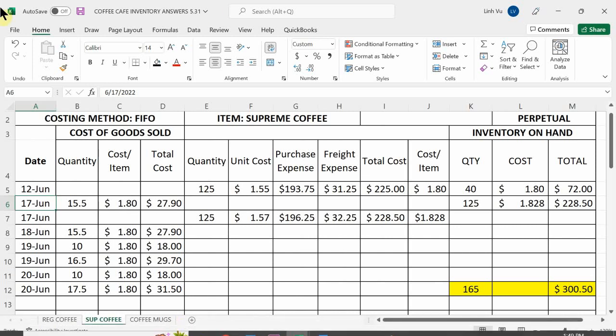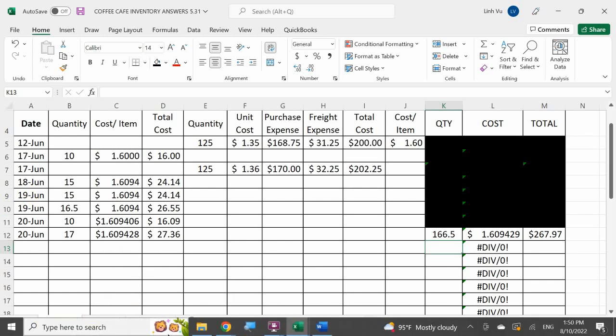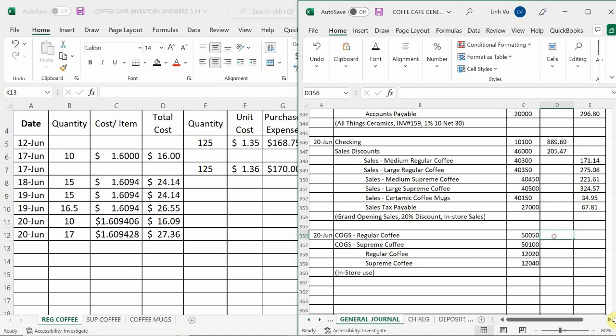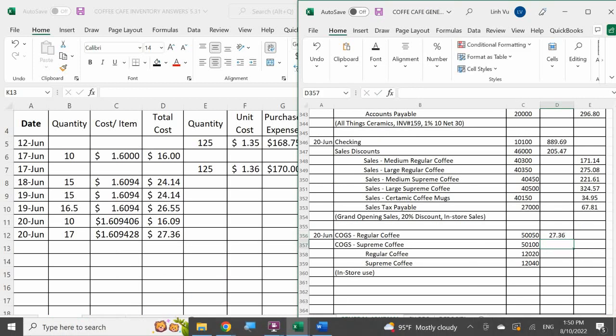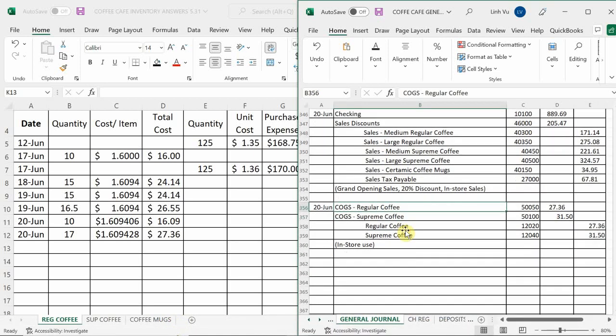Okay, so in this case, we used $31.50 of the Supreme coffee, and we used $27.36 for the regular coffee. So $31.50. Okay, so we go back over to the cost of goods sold. Yeah, you've got all those plugged in. Oh, okay. You see how good you are? You know exactly what you're doing then.